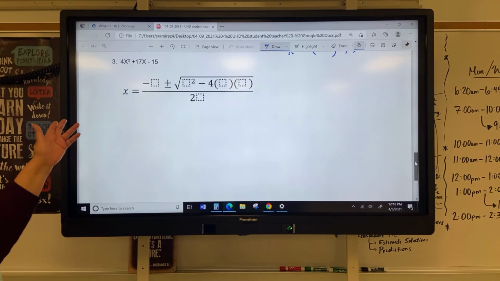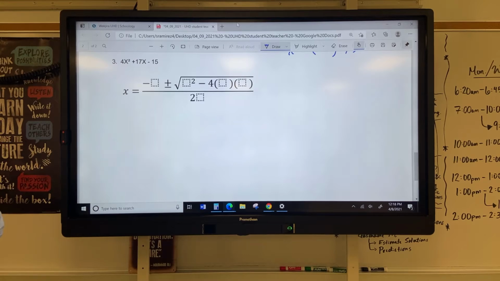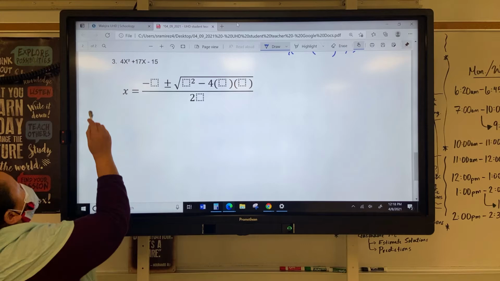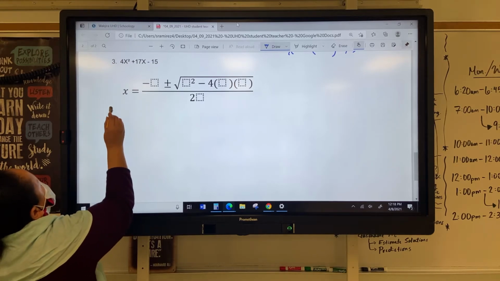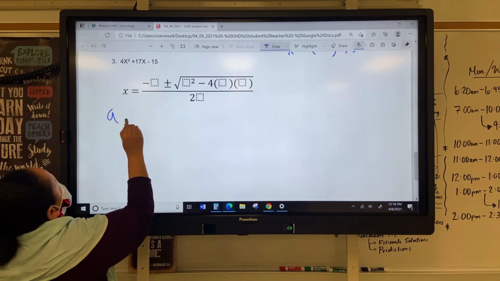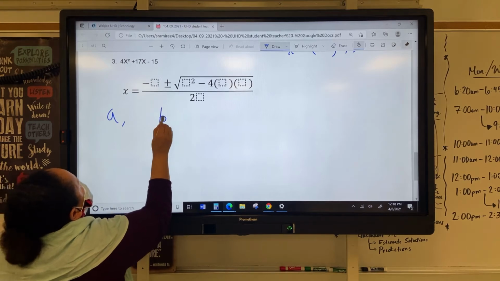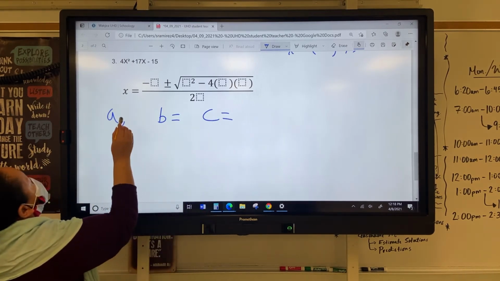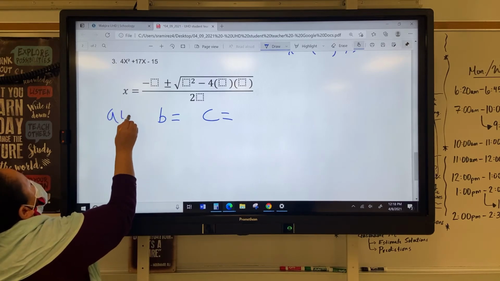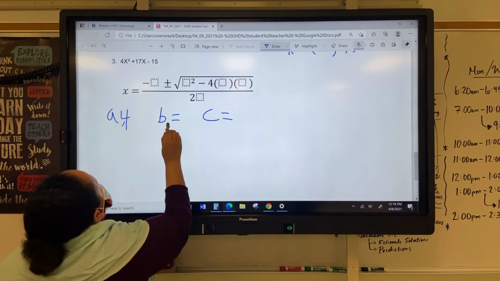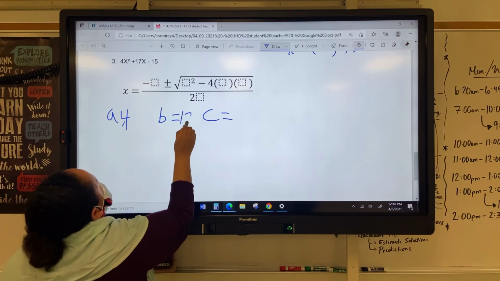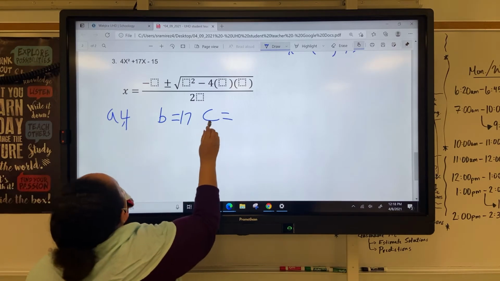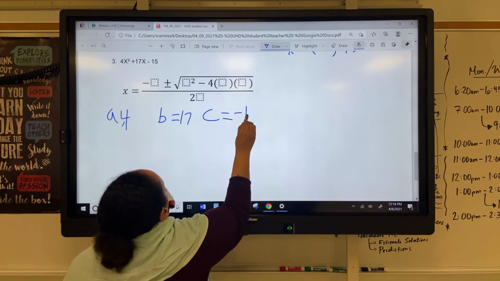So now we're doing this together, the third one. First, as usual, we are going to label our A, B, and C. Our A is 4, our B is 17, and our C is minus 15.